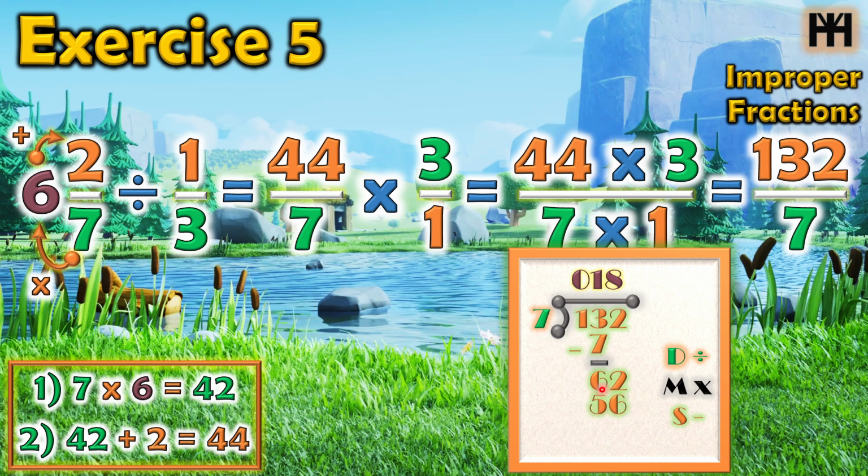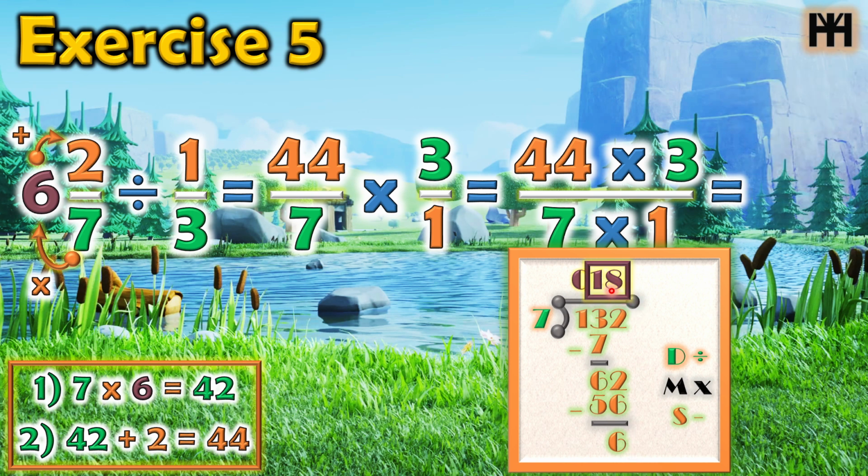Then multiply them. 7 times 8 is 56. Then here subtract them. It will be 6. Okay, so the 18 here will be our whole number, and the 7 here will be our denominator, and the 6 here will be our numerator.